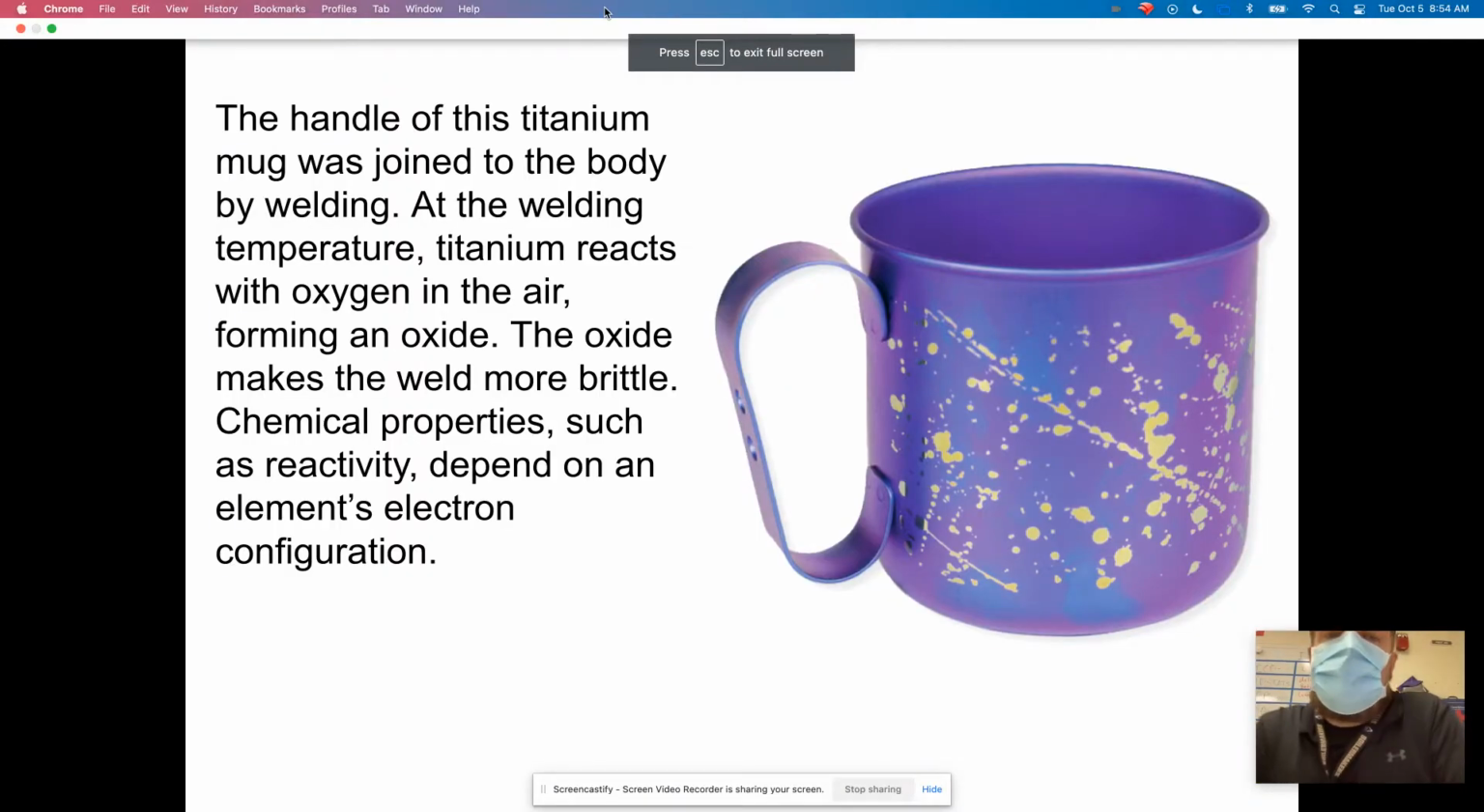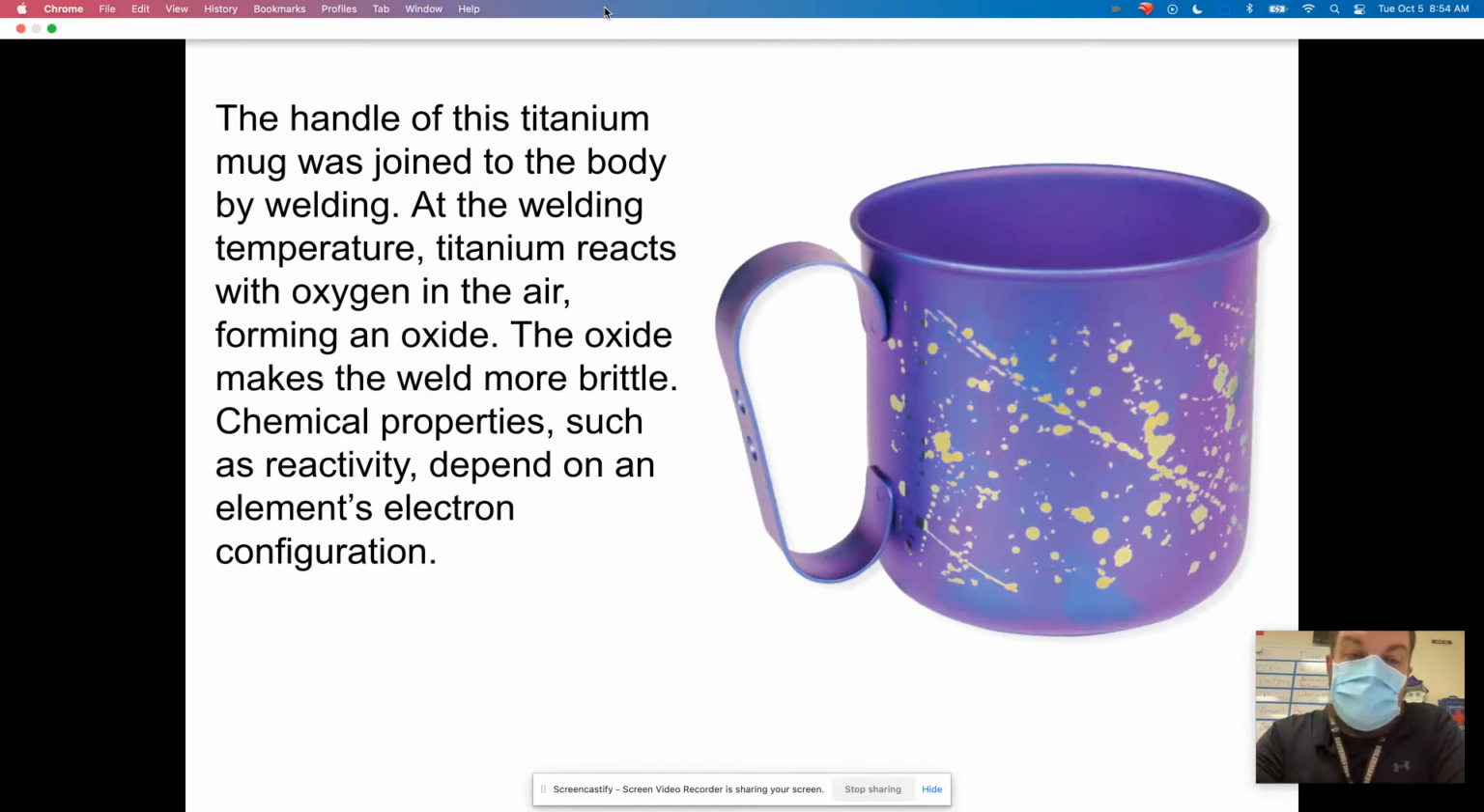So the handle of this titanium mug is joined to the body by welding. This mug is made out of metal, and the handle is just welded to the mug. At the welding temperature, the titanium reacts with the oxygen in the air, forming an oxide. The oxide makes the weld more brittle.